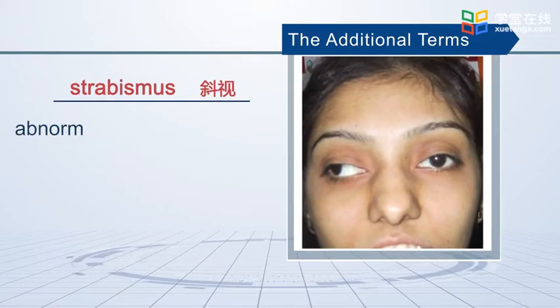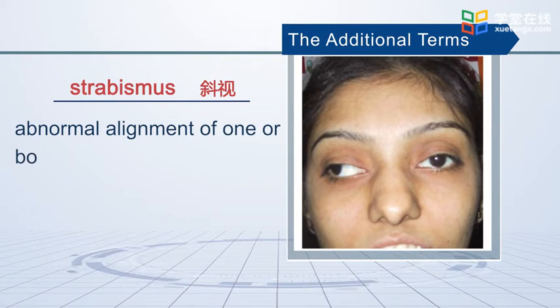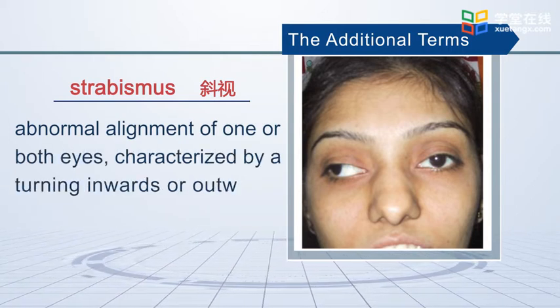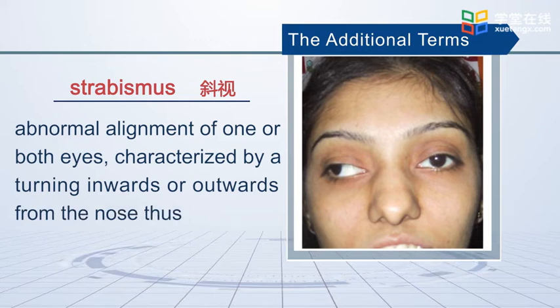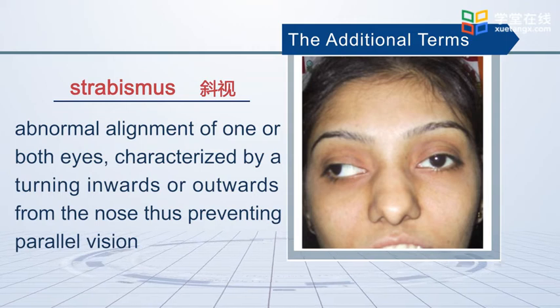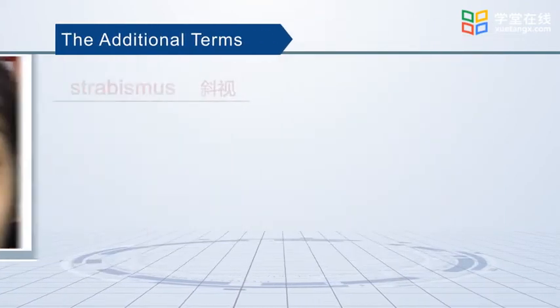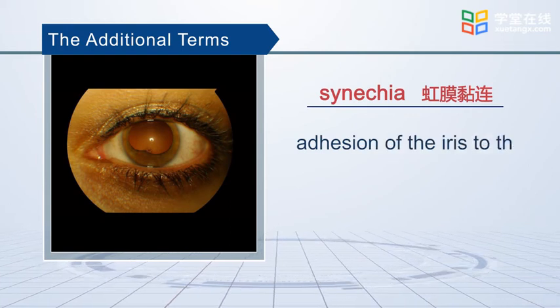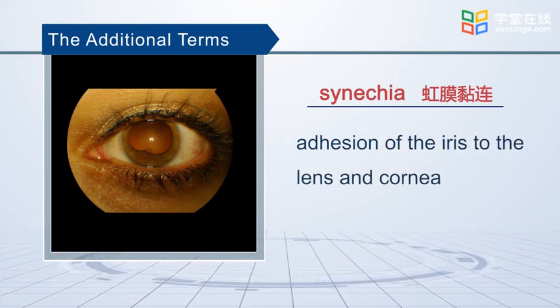Strabismus. It is an abnormal alignment of one or both eyes, characterized by a turning inwards or outwards from the nose, thus preventing parallel vision. Synechia. Adhesion of the iris to the lens and cornea.